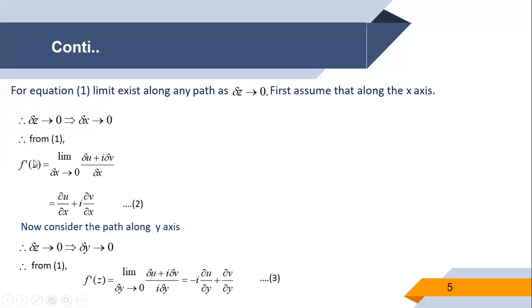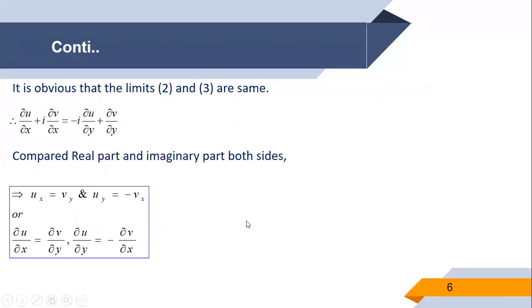Now equation 2 f dash z and equation 3 f dash z, both are equal. So obviously we compare equation number 2 and 3. That means 2 and 3 are equal, so it is obvious that from the limit 2 and 3 are same. So del u by del x plus i del v by del x is equal to minus i del u by del y plus del v by del y.